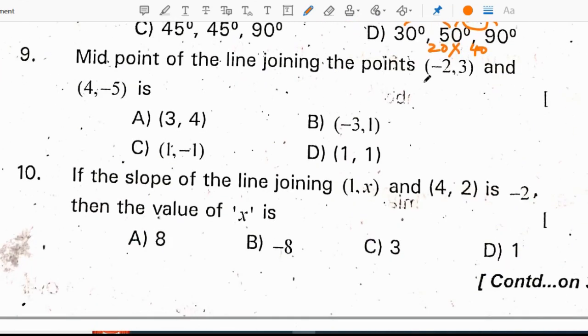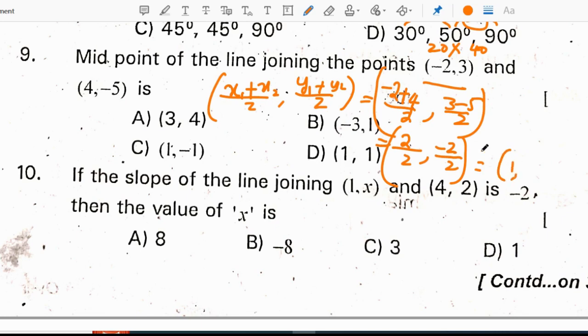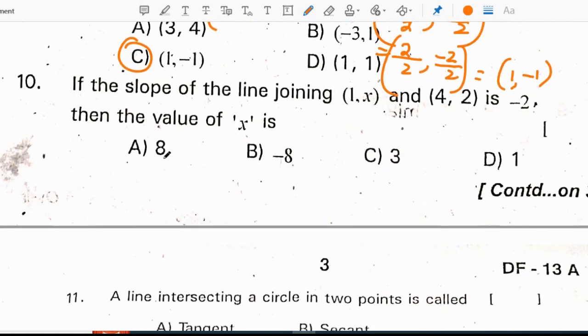Midpoint of the line joining the points minus 2, 3 and 4 minus 5 is. Midpoint formula is x1 plus x2 by 2, y1 plus y2 by 2. x1 here is minus 2 plus 4 by 2, y1 plus y2 means 3 minus 5 by 2. So minus 2 plus 4 is 2 by 2. 3 minus 5 is minus 2 by 2. We have to put the number symbol. 2 by 2 is 1. Minus 2 by 2 is minus 1. 1 comma minus 1 is the correct option. So answer is C. 1 comma minus 1.